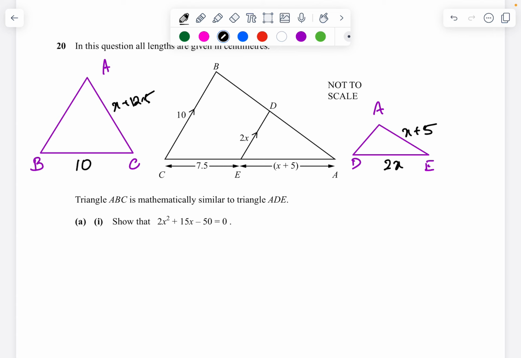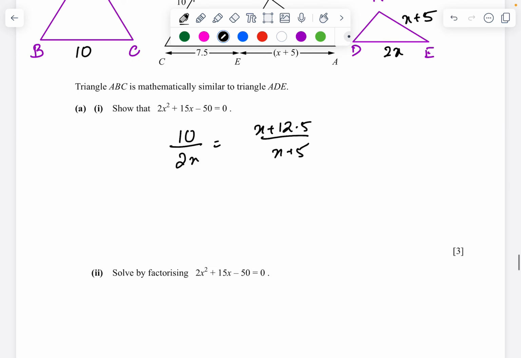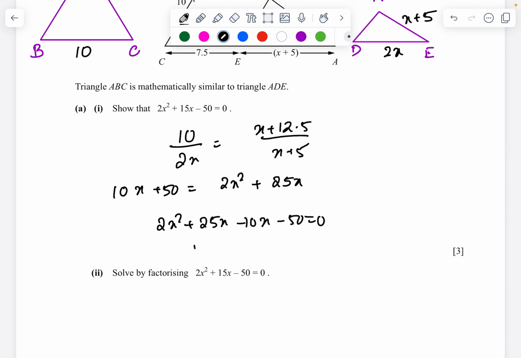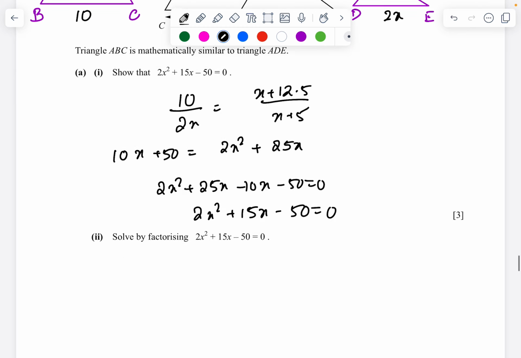So for that, 10 upon 2x should be equal to x plus 12.5 divided by x plus 5. Do the cross multiplication, it becomes 10x plus 50 equals 2x square plus 25x. Now bring all the terms to one side: 25x minus 10x minus 50 equals 0. So you get 2x square plus 15x minus 50 equals 0.